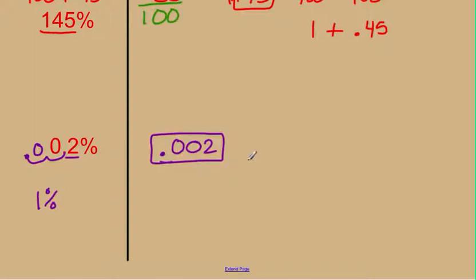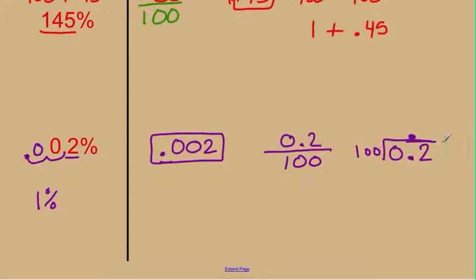Now I know some of your brains are like, oh wait, that's a super small number, Miss Bednar. And yeah, it is. But let's see what happens if I was to set this up like this. It would be 0.2 over 100. So it would be 0.2 divided by 100. The decimal point is already here, so I'm not going to put an additional 1 there.